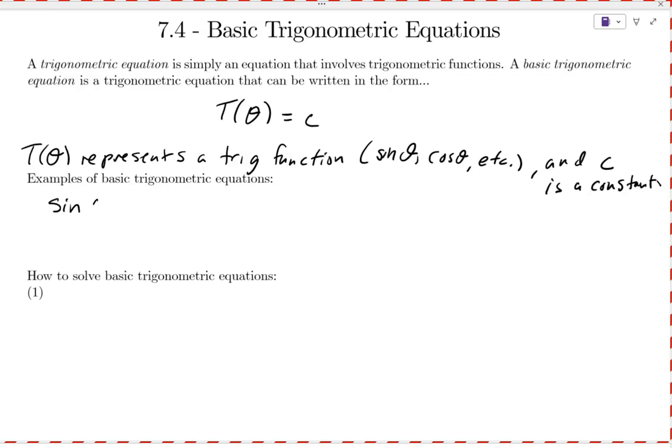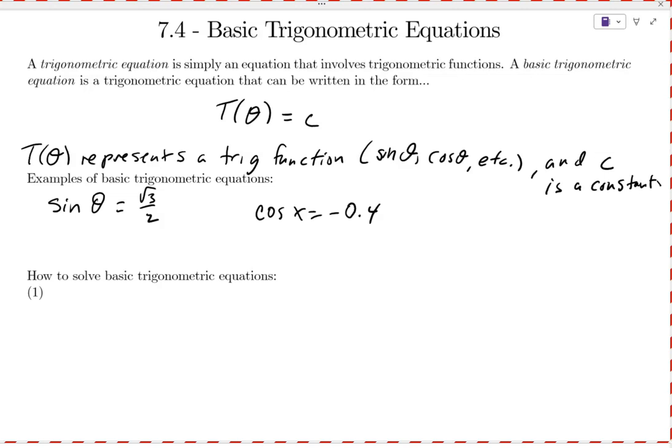Okay. So some examples of some basic trig equations. Maybe you've got something like sine of theta equals root 3 over 2. That would be an example of a basic trig equation. Maybe you've got something like cosine x equals negative 0.4. That would be another example. So again, it's not important that I have a theta versus an x. It's just some trig function. All we mean by basic is that I've got a single trig function of a variable on the left-hand side, and then equals a number on the right-hand side.